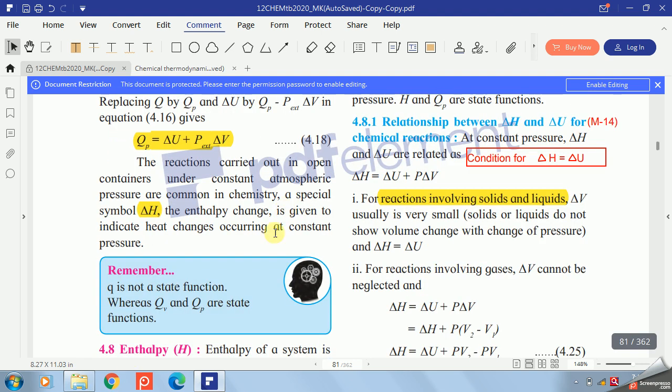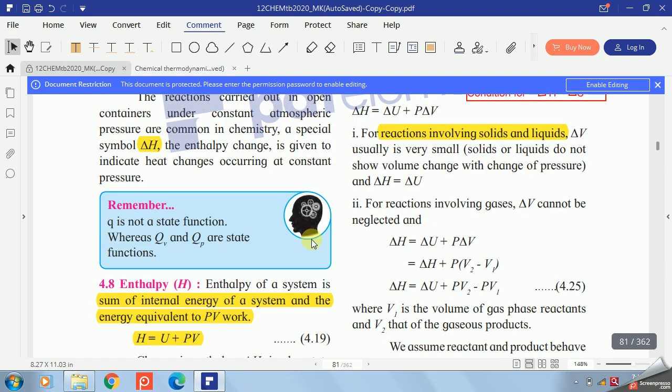Now one more question is there. Derive the relationship between delta H and delta U for different chemical reactions, or derive the condition for delta H equal to delta U. Our equation is delta H is equal to delta U plus P delta V. The first condition is that you carry out a reaction involving solids and liquids. Then delta V is very small because the volume of solids and liquids does not change with changing pressure. So if that change is very small, you can neglect it, and delta H is equal to delta U.